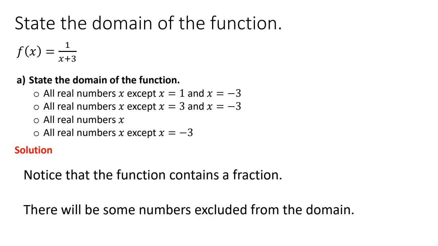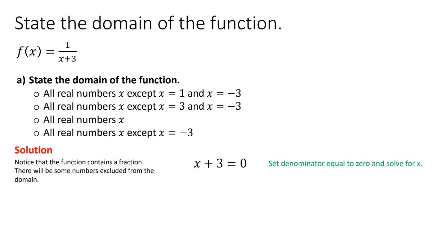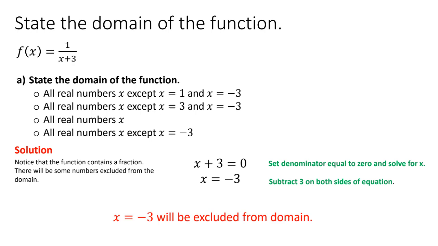So our answer here, well, if you don't see it, set x plus 3 equal to 0, and you'll see that x is equal to negative 3. So the answer for us is going to be all real numbers except when x is equal to negative 3. It's going to be that last option, right? All right, so this will be the exclusion for our domain.